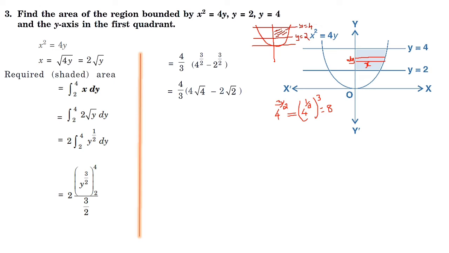Then next is 2 power 3 by 2. How does 2 power 3 by 2 come? 2 power 3 by 2 we can write as 2 power 1 by 2, the whole power 3 by 2.